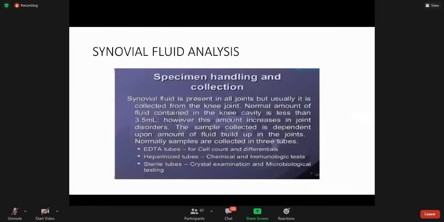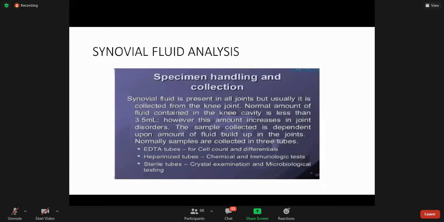Okay? So when you are aspirating, nikal liya fluid, you have aspirated the fluid. So how will you handle this specimen? Synovial fluid is present in all joints, but usually it is collected from the knee joint. The normal amount of fluid contained in the knee cavity is less than 3.5 ml. However, this amount can increase in joint disorders.